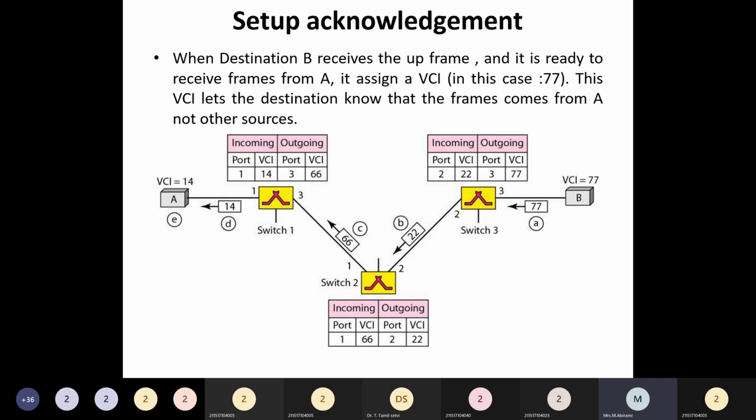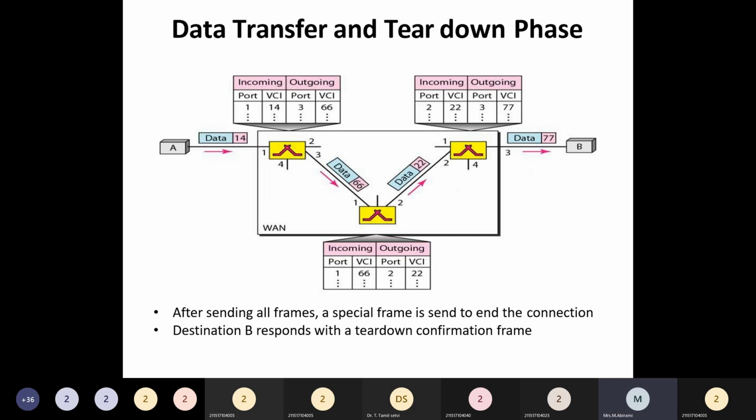Okay, so it knows that the frames come from A, not other sources, because only sender A makes the connection, establishes the connection, and disconnects the connection. Then in the data transfer and tear down phase, once acknowledged using the VCI, after sending the frames, a special frame is sent to the communication. So the destination B responds with a tear down to confirm the frame reached the receiver.